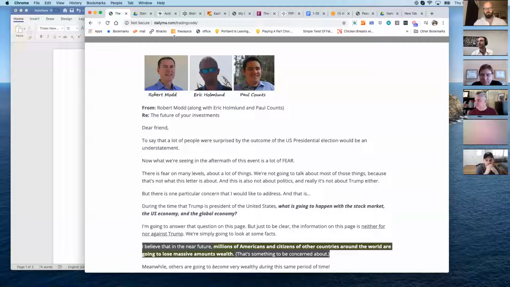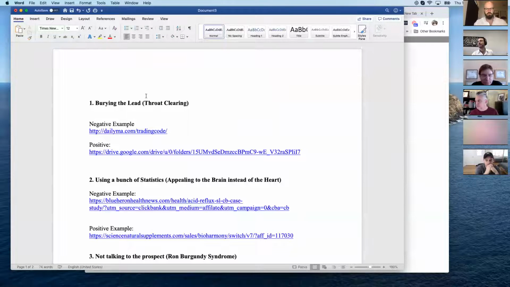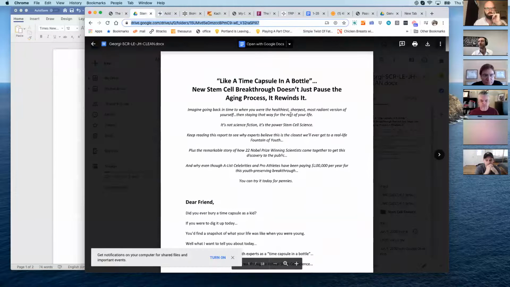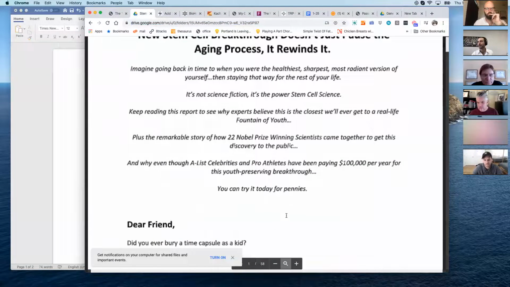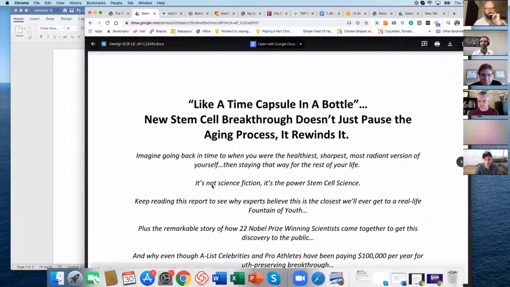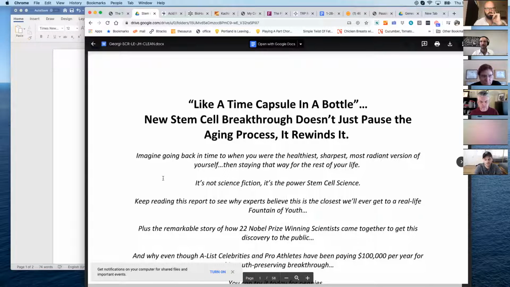But yeah, so that's the example again of burying the lead or throat clearing, and it's just not good, right? So then for an example, I guess, of what a more positive version of it may look like, this is for a stem cell offer I did for some clients. I shared this at our last event in September. I actually broke this whole sales letter down line by line.